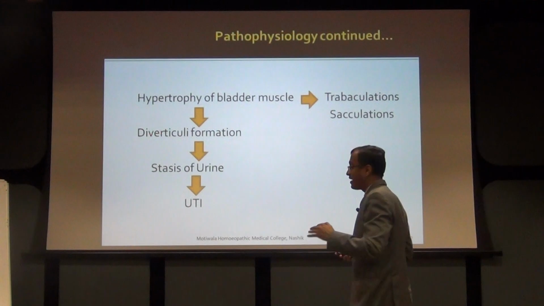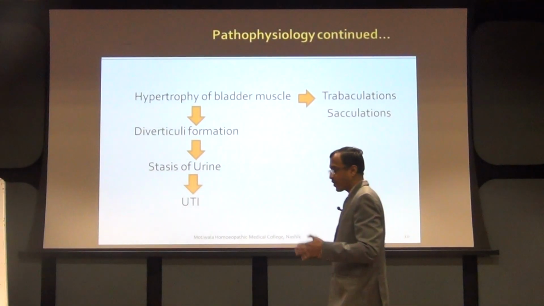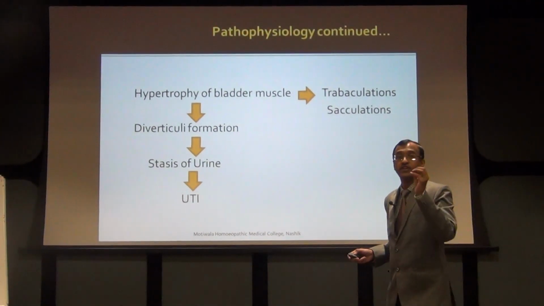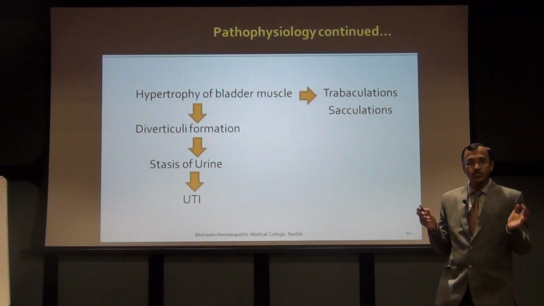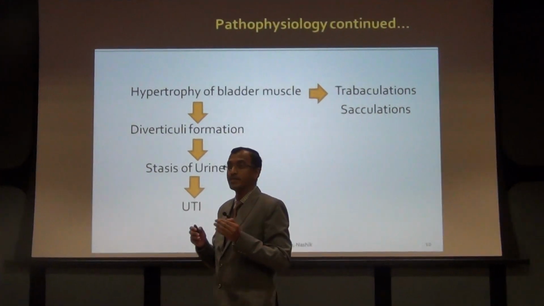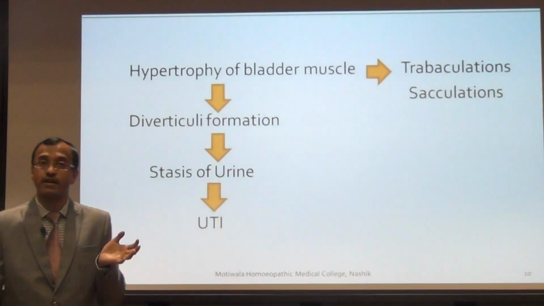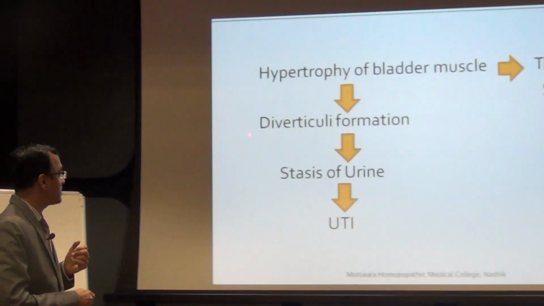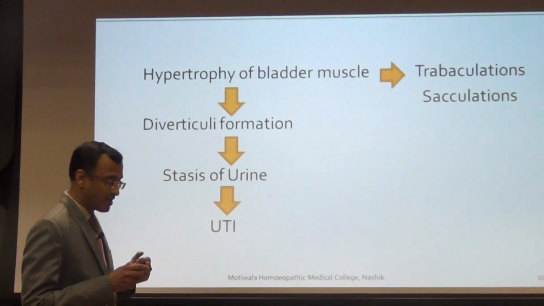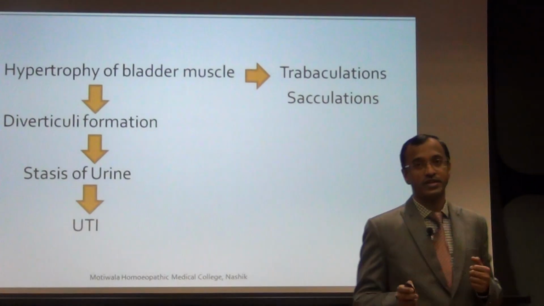Now, if it is again not treated or is overlooked, the next level that develops is diverticuli formation. So if you see diverticuli noted in the urinary bladder, we are talking about an advanced case where benign prostatic hypertrophy has developed. These diverticuli or sacculations will also be responsible for the stasis of urine and for urinary tract infection.